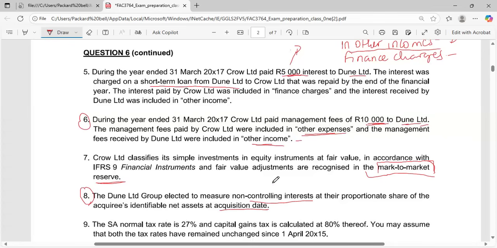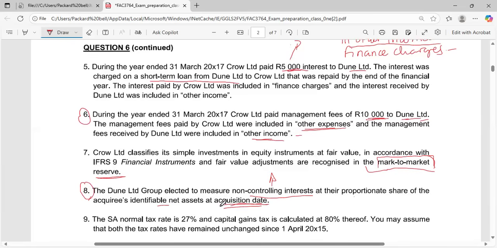And when you are doing your non-controlling interest, you must know that if you are using the fair value, then it means you are going to have goodwill for the parent and goodwill for the subsidiary. But if you are using the proportionate share of the acquiree's identifiable assets, you only have goodwill for the parent. So you should always check this information before you do your consolidation so that you know how you are going to measure non-controlling interest.